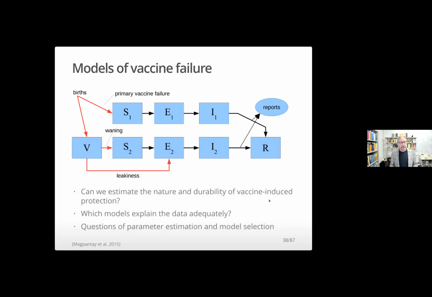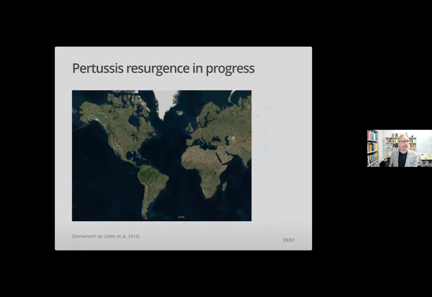So with such models, we're interested in whether we can estimate the nature, that is to say, what kind of failure occurs. Is it primary vaccine failure? Is it waning? Is it leakiness? And can we estimate the durability of vaccine-induced protection? There's a bunch of models nested inside of this. Which of them explain the data well? To deal with that, we face questions of parameter estimation and model selection.